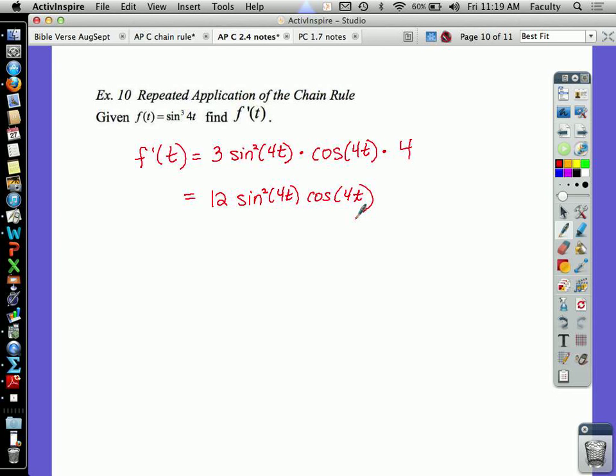Okay, when you're looking at f of t equals sine cubed 4t, the outside function is something being cubed. So I bring down the power, decrease the power by 1, and then I need to find the derivative of the inside. The derivative of the inside is, if I had, let's say, the sine of 4t off by itself, now I'm finding this derivative. Well, you do the derivative of sine, leaving the inside alone, and then you have to take the derivative of the inside. So you're doing the chain rule twice.